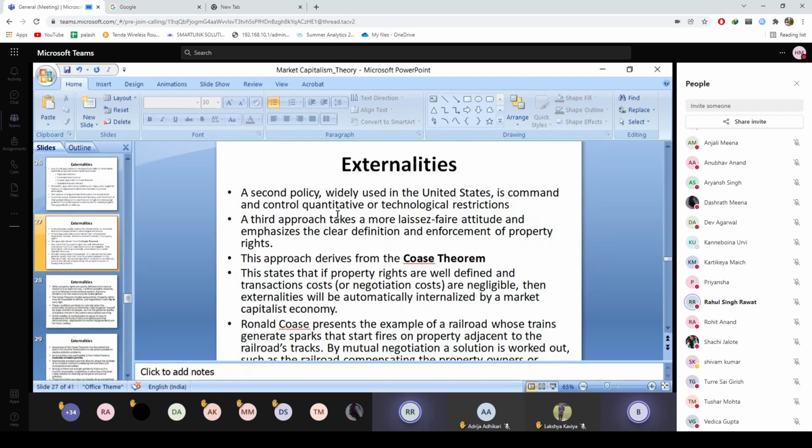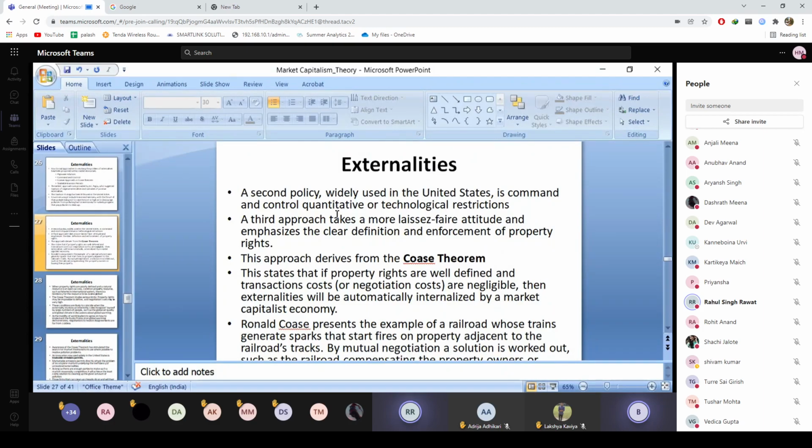There is a third approach, which takes a more laissez-faire attitude and emphasizes the clear definition and enforcement of property rights. Now, the Coasian approach is derived from Ronald Coase. He states that if property rights are well defined and transaction costs, or negotiation costs, are negligible or zero, then externalities will be automatically internalized by a market capitalist economy.